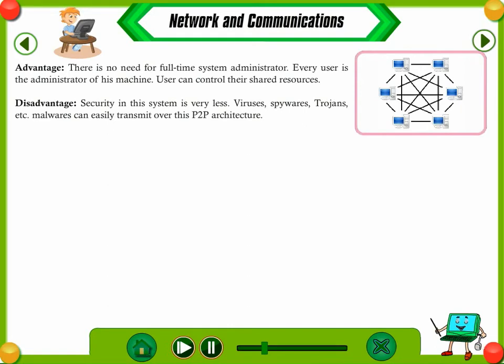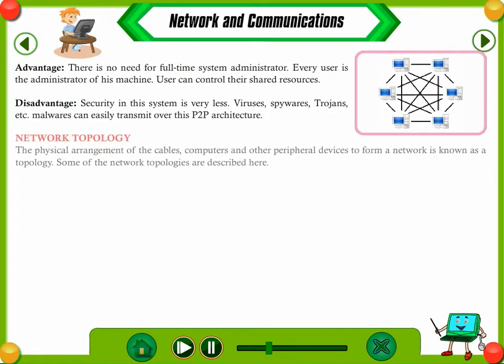Advantage: there is no need for a full-time system administrator. Every user is the administrator of his machine. Users can control their shared resources. Disadvantage: security in this system is very low. Viruses, spyware, trojans, and other malware can easily transmit over this peer-to-peer architecture.